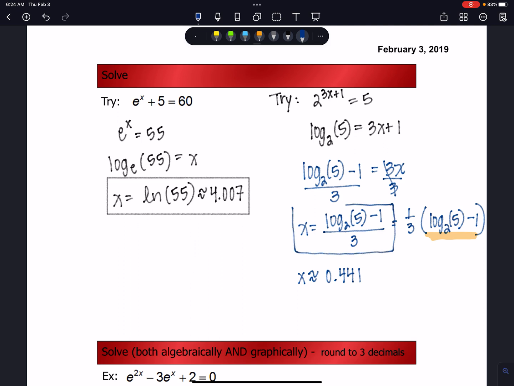I'm going to box this answer. However, I do like the 1/3. I do like this form of the answer. That's a good form. So just make sure you know how to write both forms of the exact answer.